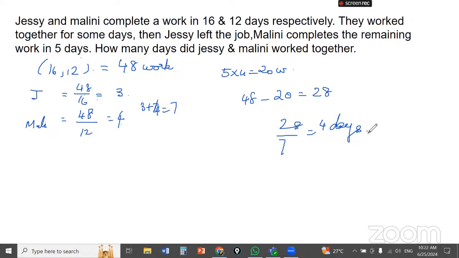So the LCM is 48. The total work done is nothing but the LCM of the two numbers, 16 and 12. So LCM of 12 and 16 is 48. That's how we take the work as 48. Why 5 into 4? Malini is working for 5 days. Her 1 day work is 4. So work done by Malini in these 5 days is 5 into 4, 20. That's why it is 20.